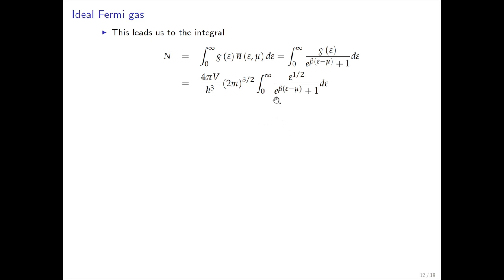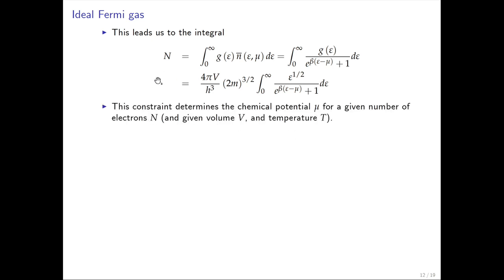Now, this integral for arbitrary beta and mu is not so simple, and there are ways to calculate this numerically, or there are some approximations that we'll probably cover later. But we're going to see now that basically this constraint determines the chemical potential for a number of electrons once we have the volume and temperature fixed. And so we have discussed that before. So basically, if we want to fix N, we have to adjust the chemical potential. So when we integrate over these states, we get that value.